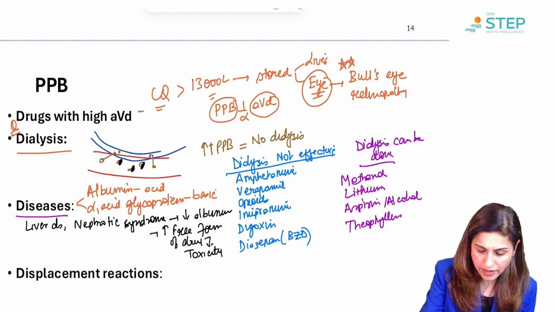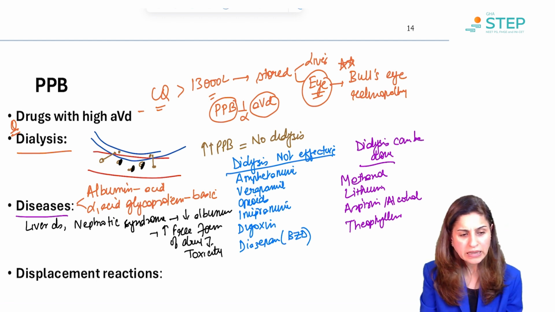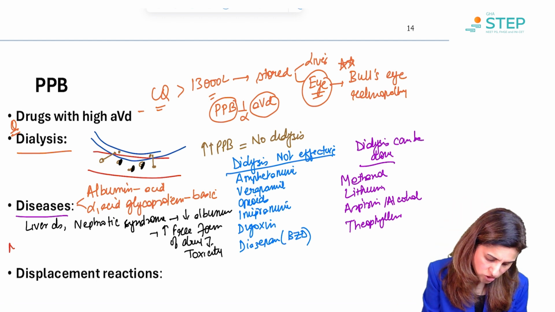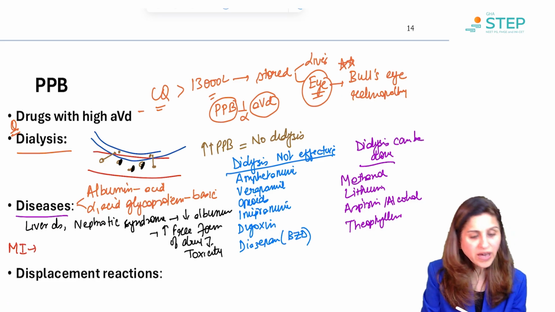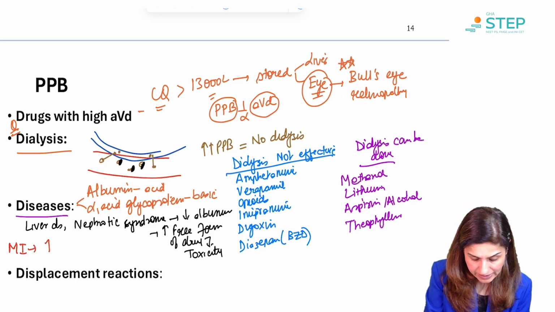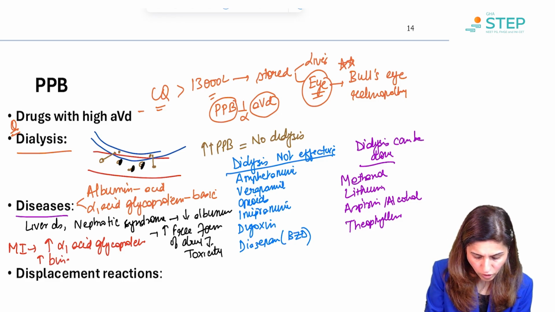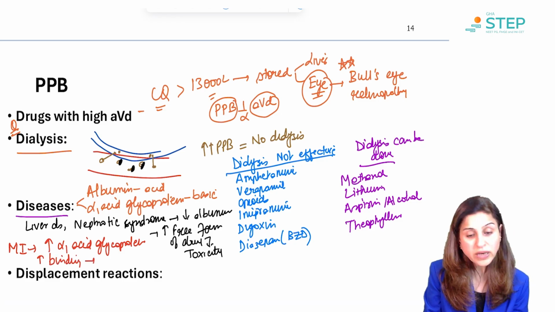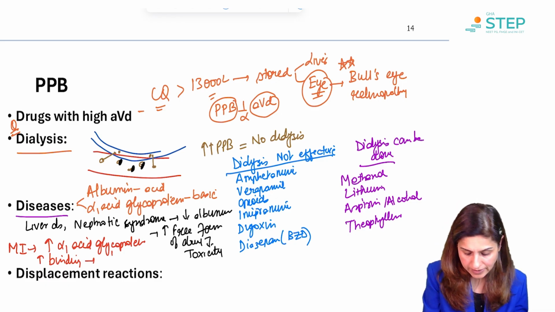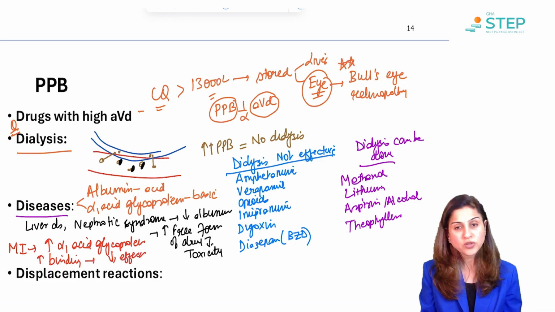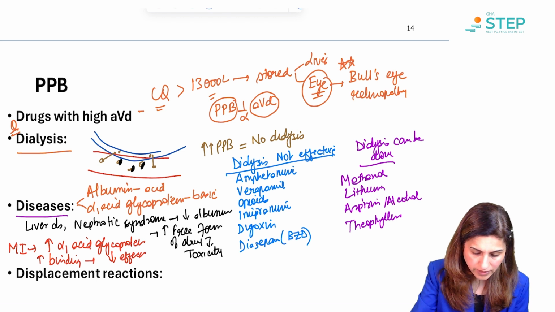On the other hand, there are certain diseases, for example myocardial infarction, where there is an increase in the alpha-1 acid glycoproteins. So here, increased binding of the drugs will occur. So you can say that there is a decrease in the free form, so a decrease in the effect of the drug.